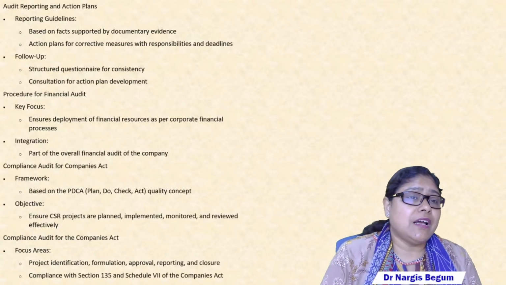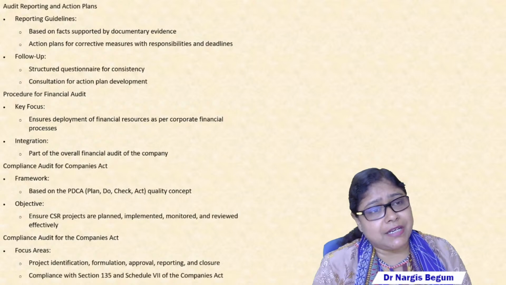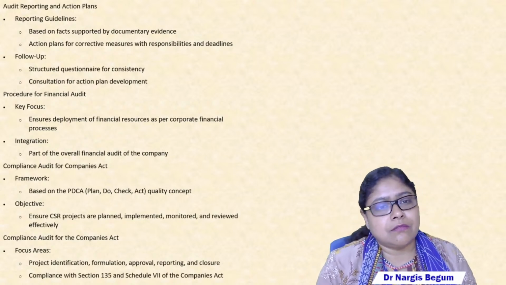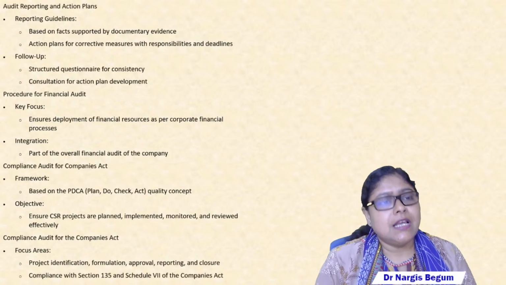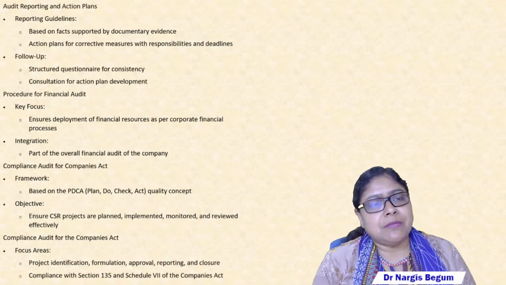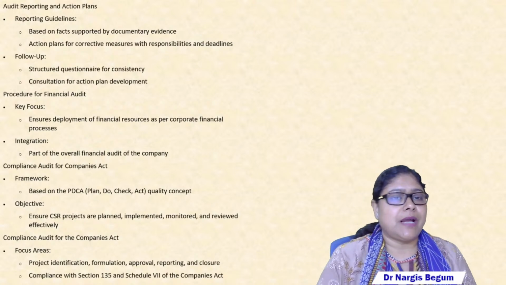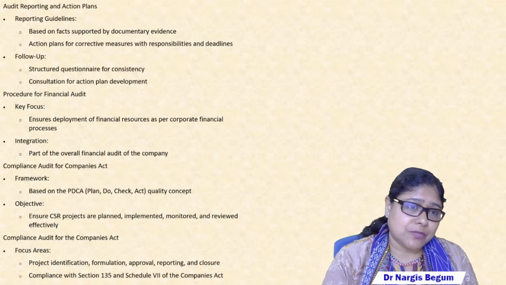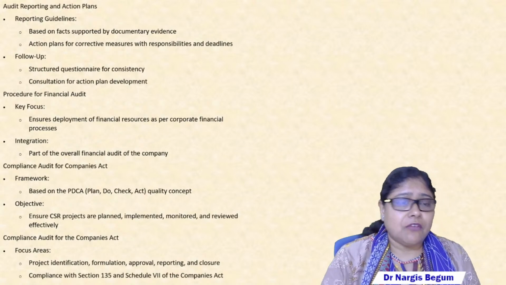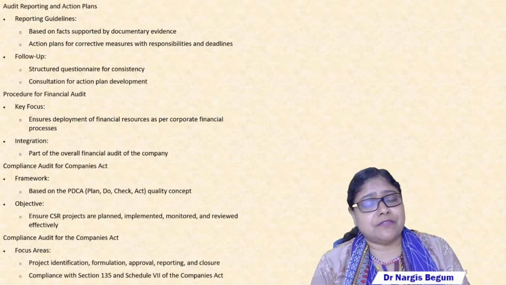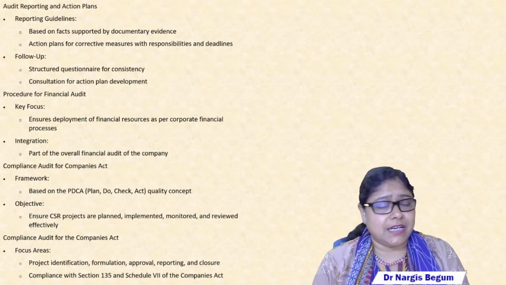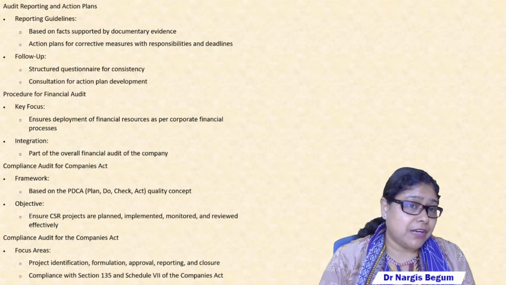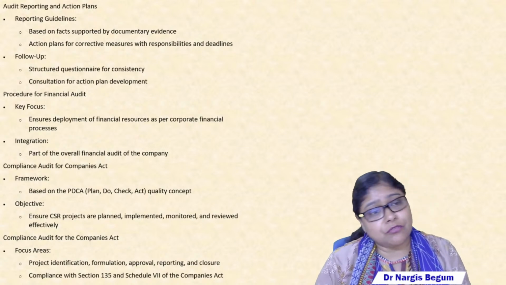The different important action plans are being maintained by this group. First, one needs to identify the reporting guidelines, and the reporting guidelines are basically based on facts that are supported by documentary evidence. That is very important. Action plans have to be maintained for different important corrective measures, with responsibilities and deadlines. Now, only reporting or the action plan will not serve our purpose. We have to go for follow-up.